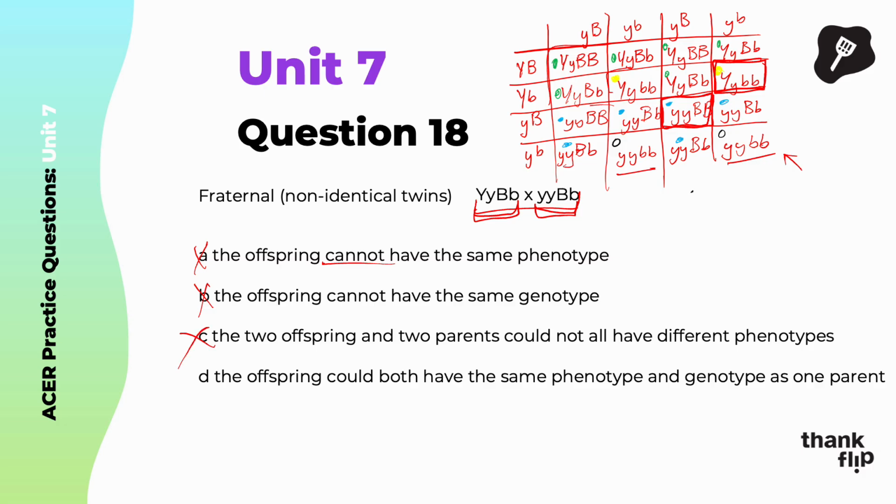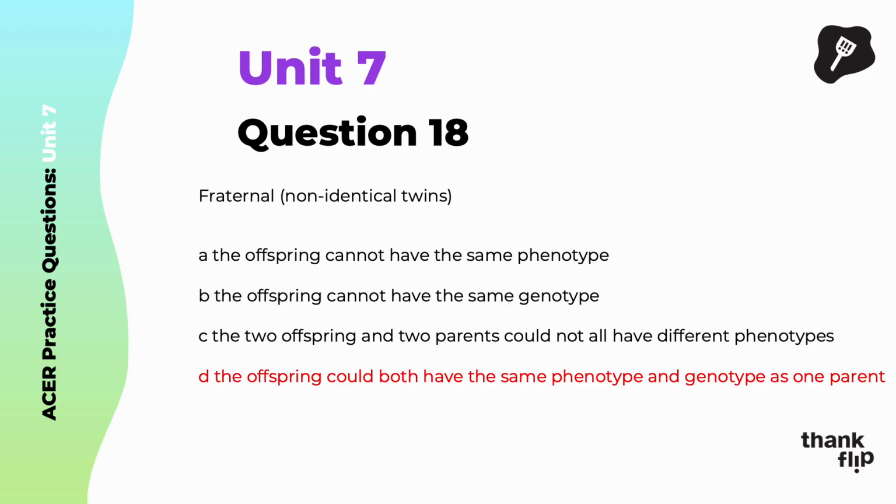Then we have the offspring could both have the same phenotype and genotype as one parent. So let's take, for example, this parent, okay? One of the offspring we can see here has the same genotype as this parent. And then same thing here again, has the same genotype as this parent. So this is true. And so we can pick D as our correct option. And there we go. D is the correct option.